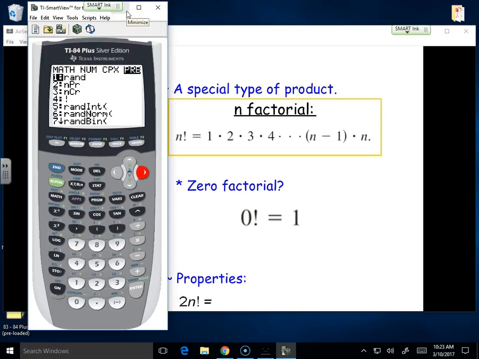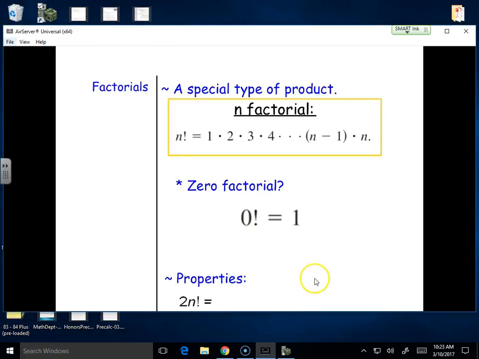Probability? I think we're building up to something, and you're right. A special type of product is a factorial. We're not going to go into all the details and applications of a factorial today, but we will work with the basics, just making sure you know how to play with them. For instance, let's just memorize that 0 factorial is equal to 1.